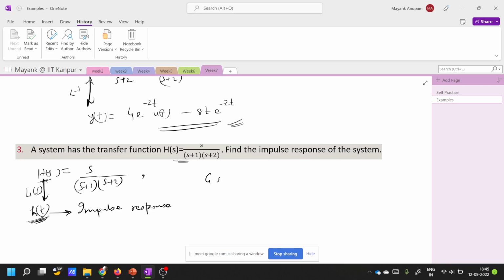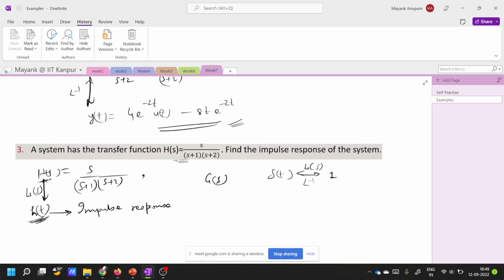Okay. The system has been given an input, an impulse, meaning 1/s. Impulse is not 1 by s, that is unit step. Unit step is 1 by s. Yes, impulse means 1. Delta t has Laplace transform 1. Okay.